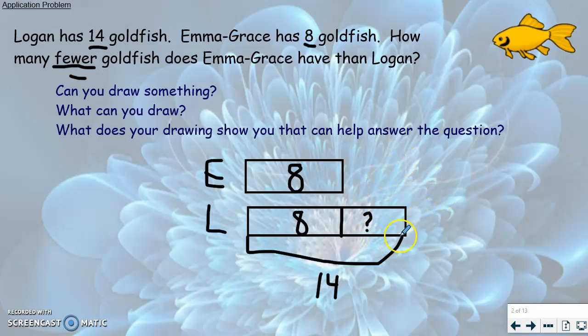So to solve this, we're going to go ahead and write our number sentence, and we know we're subtracting. So what I'm going to do is start with Logan. He has the most, and we have to start with the most when we're subtracting. So Logan has 14. We know we're subtracting, and Emma Grace has 8. So we're going to take away 8. So go ahead and solve 14 minus 8 in your head.